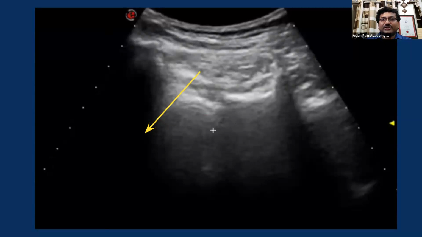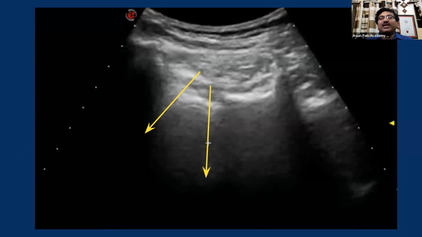This is the sacroiliac joint. And what is this area? Can anyone tell? Sacral foramen, sir. Hmm, this is the S2 foramen. So in these two areas, echo will enter.